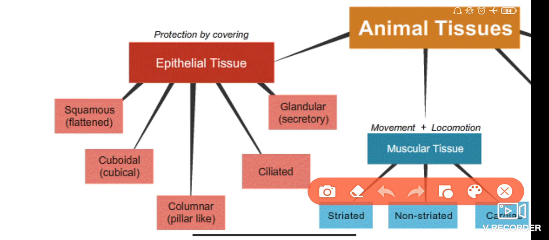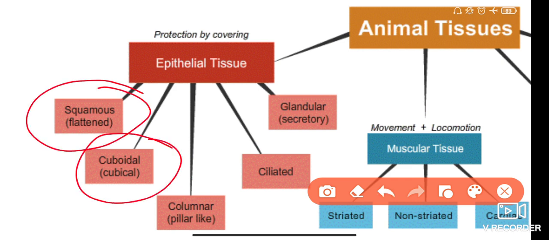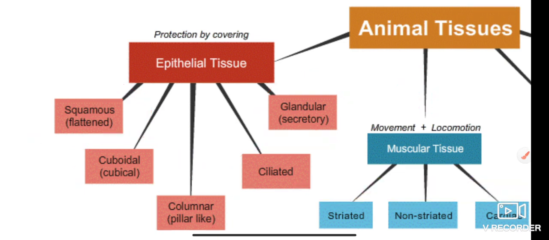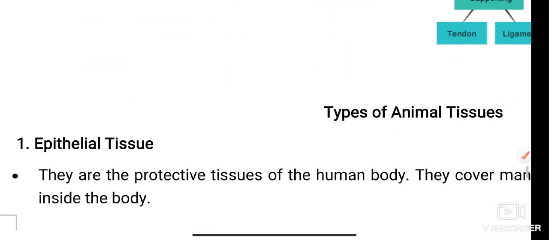Epithelial tissue is classified into basically five types. Squamous, that means flat structures. Cuboidal, having a cubical structure. Columnar, pillar-like structures. Ciliated, with cilia, hair-like structures, present over them. And glandular, secretory, that secrete enzymes and waxes. So let us discuss one by one.